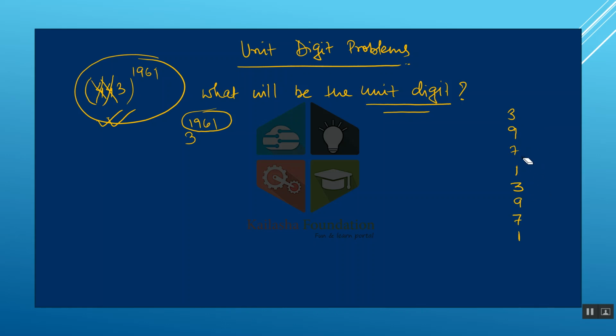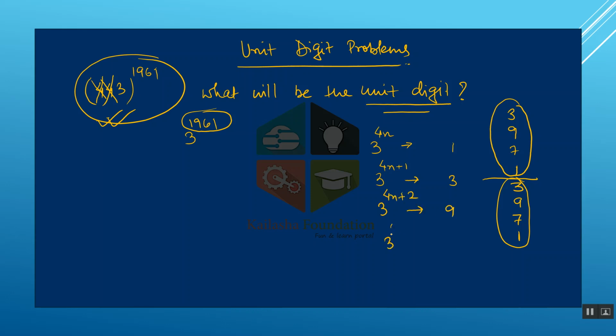So after every 4 powers, the same thing is repeated. So we conclude here: 3 raised to the power 4n, we get the unit digit 1. 3 raised to the power 4n plus 1, we get 3. 3 raised to the power 4n plus 2, we get 9. 3 raised to the power 4n plus 3, we get 7. Okay, so 1961 is basically what?